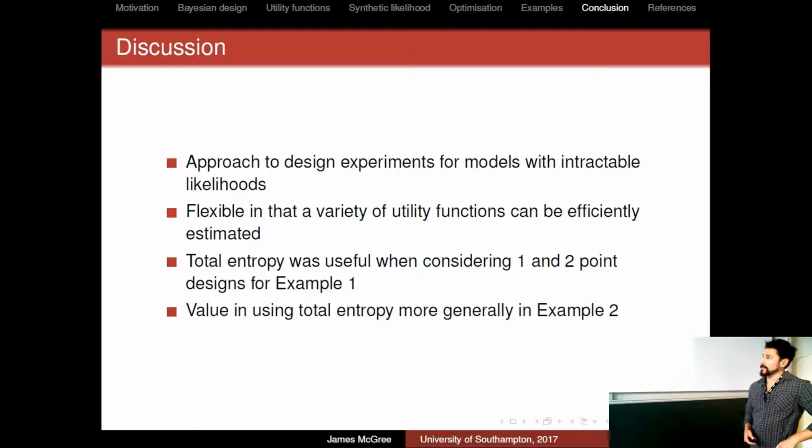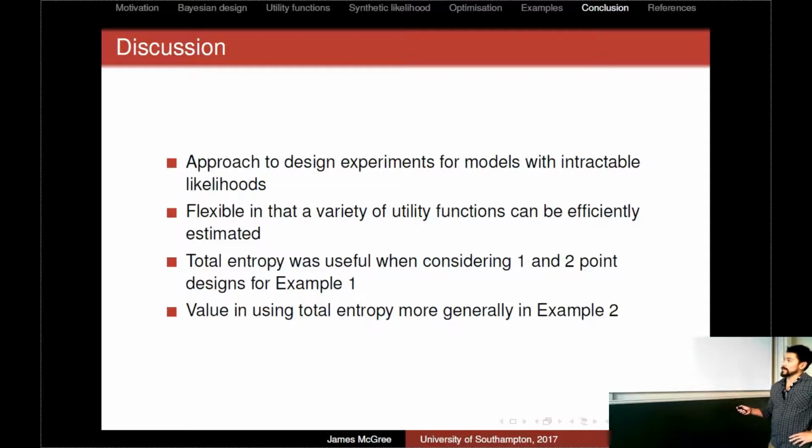Total entropy seemed quite useful in the illustrative example when we're considering maybe 1, 2 design points, but beyond that, you could do KLD or mutual information for model discrimination. But there's certainly seen value in using total entropy in the second example.